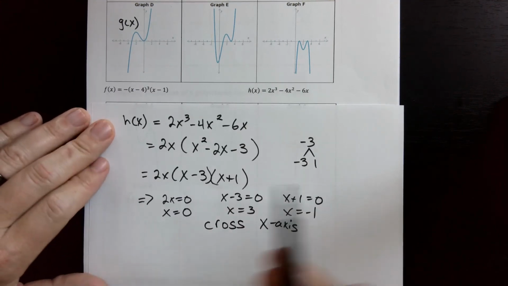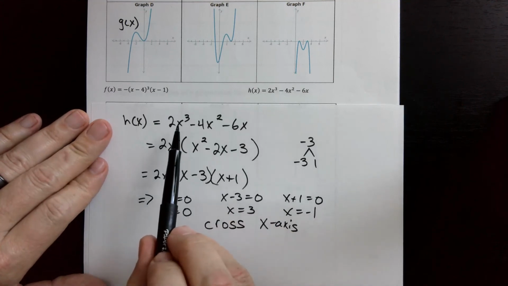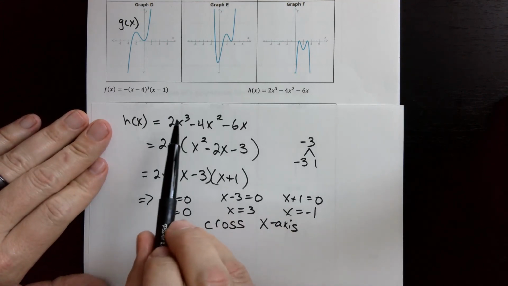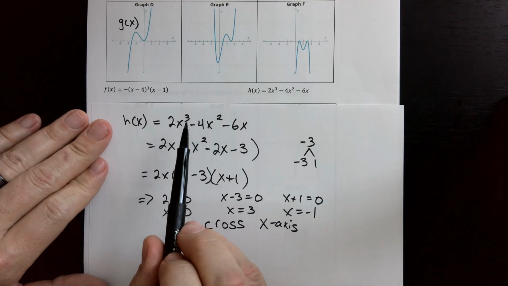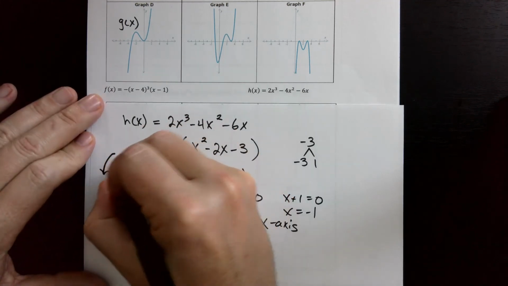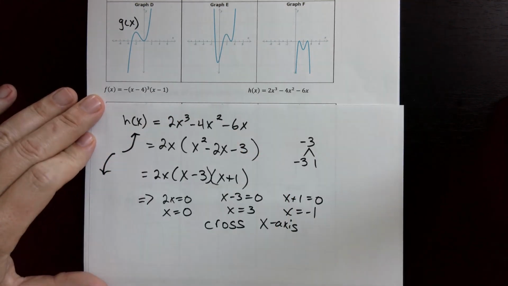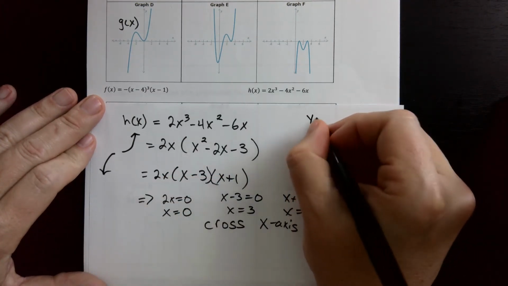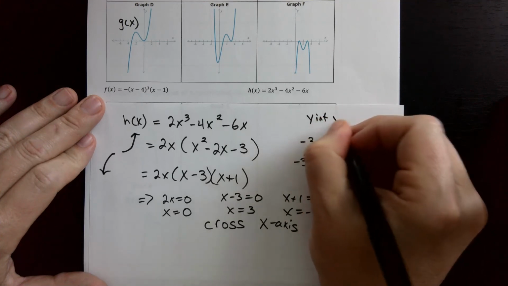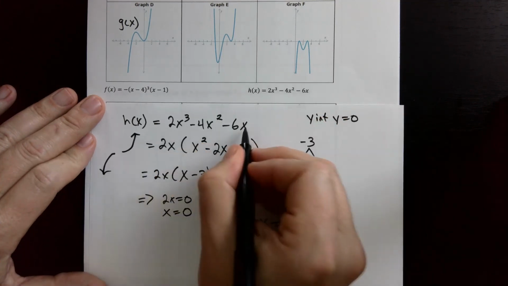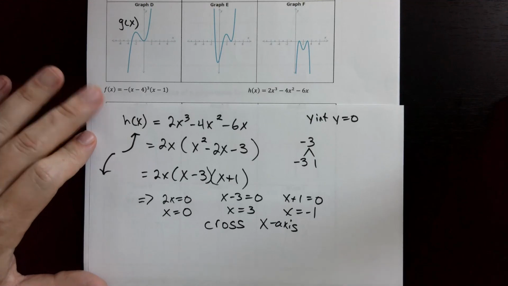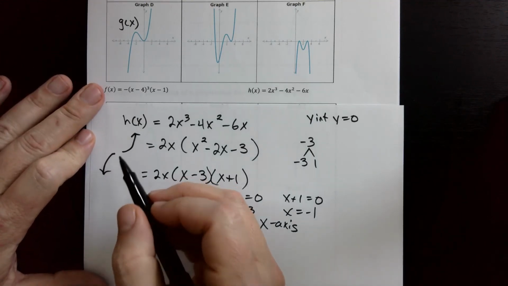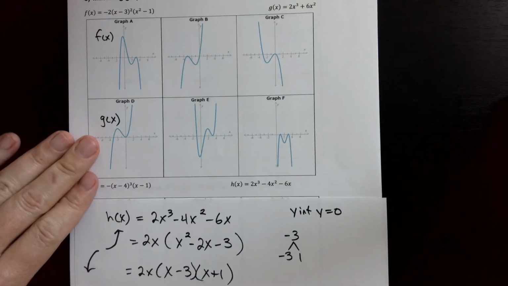Okay. We also know our leading degree is odd and positive. So that means it's going to look like this. And the y-intercept, if we plugged in zeros to all these, is y equals 0. Plug in 0, 0, 0, they all go away. All right, so let's look for one that looks like this.